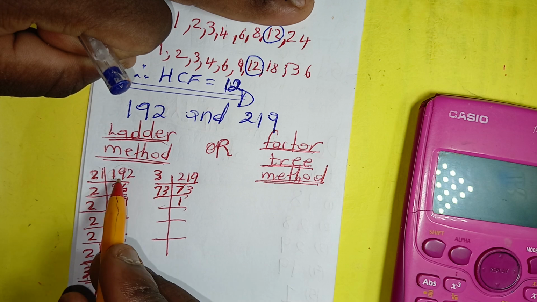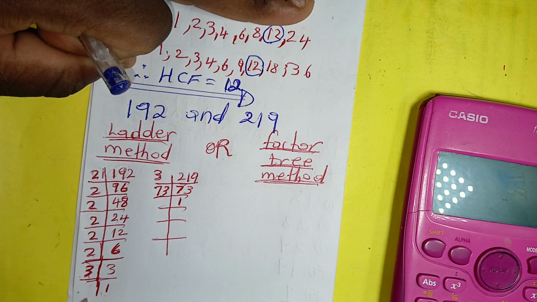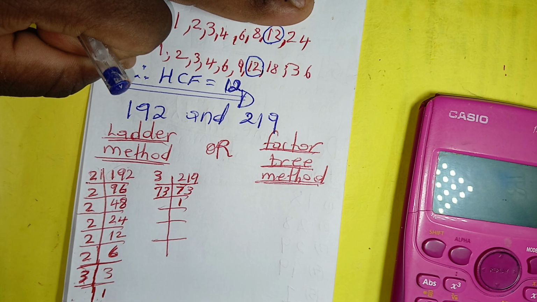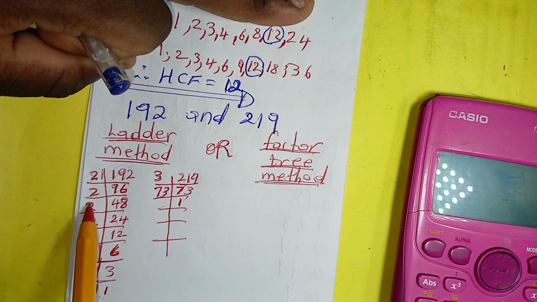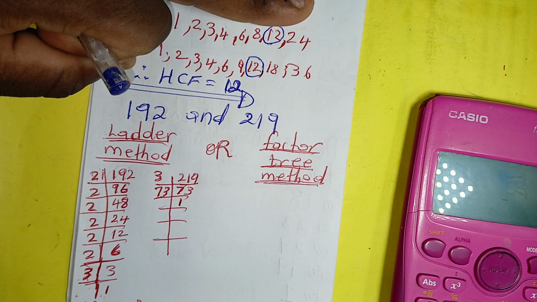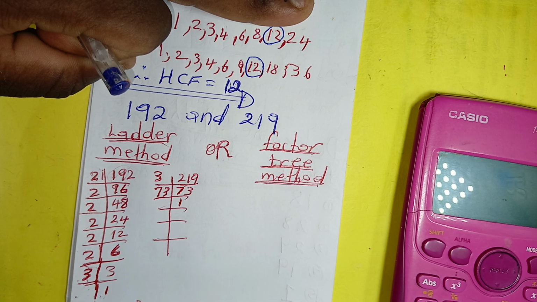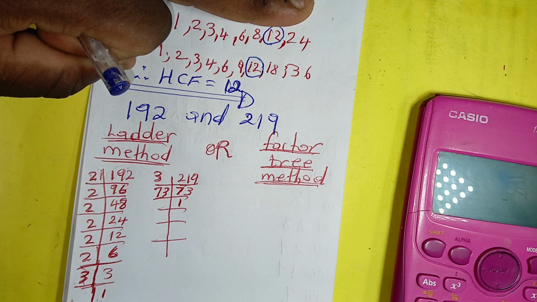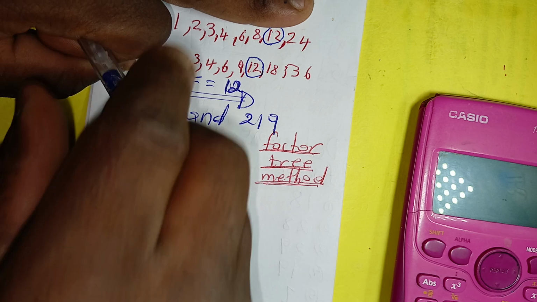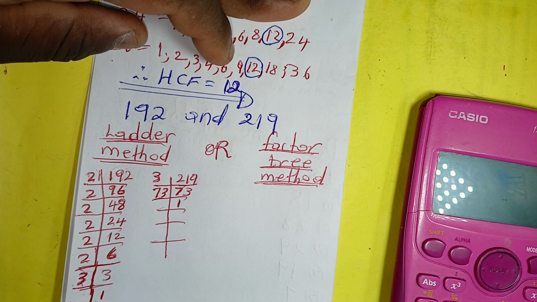So we should list all the prime factors of this number, which is 192, which is 2, 2, 2, 2, 2, 2, and 3. So all these things, they are multiplied to each other. They are multiplied. Remember, guys, when you put a dot it represents multiply. The dot here represents multiply here.